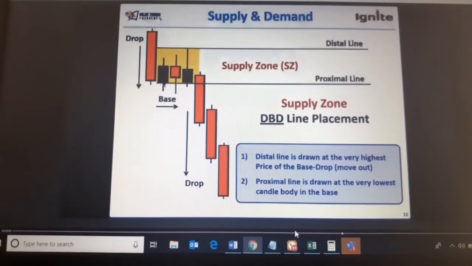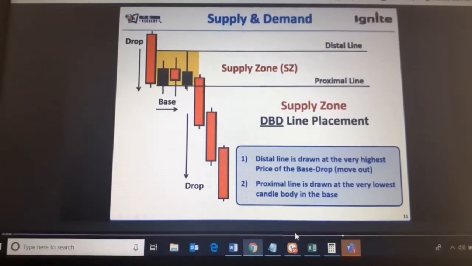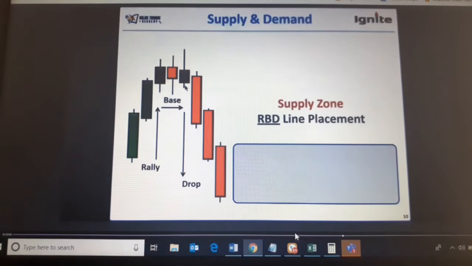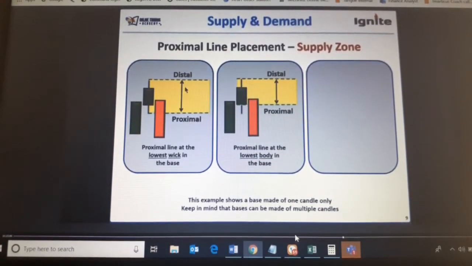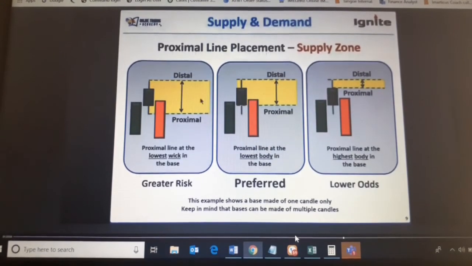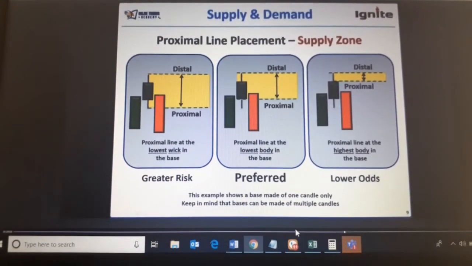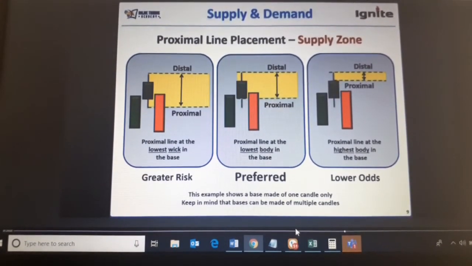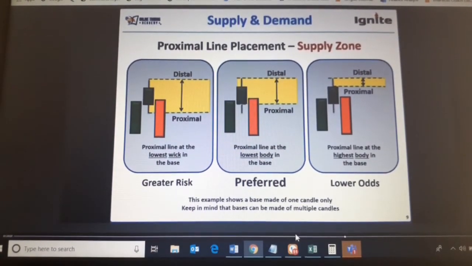The current proximal line is the third. How is the third methodology, Madhuri? It's with the second methodology. The third one will be like this, at the very highest body in the base. The example is with the preferred method. So let's go here and let me pull out a chart.